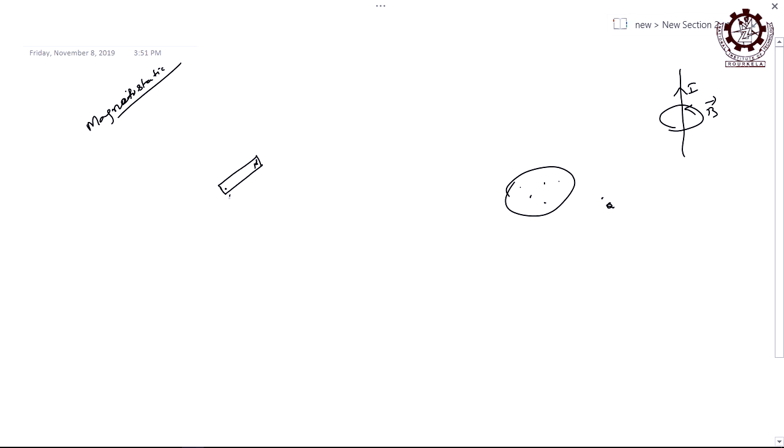This is north, this is south. Then the field is there, it comes like that, right. It goes in this way, north to south, but inside south to north. They are closed loops. Magnetic field lines are closed loops, but electric field lines are open, right. If you take a positive charge and a negative charge, then what are the lines of force? It goes from plus and ends in minus. They are open curves, but magnetic field lines are not open, they are all the time closed.